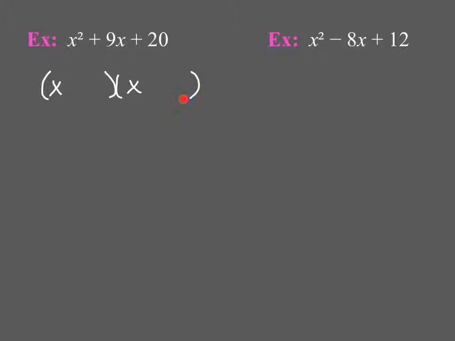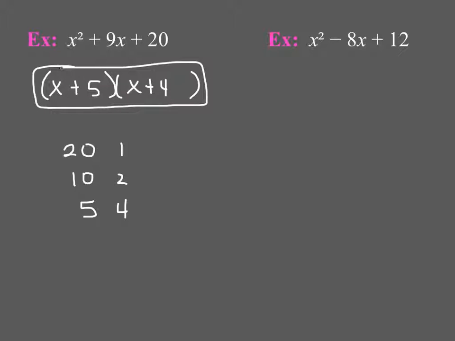These two missing numbers first have to multiply to get c, which in this case is 20. So we have some options: 20 and 1, 10 and 2, 5 and 4, and that's it for 20. So of these pairs, you choose the pair that also adds to b, which in this case is 9. So that's going to be 5 and 4. So the final answer is x plus 5 times x plus 4.